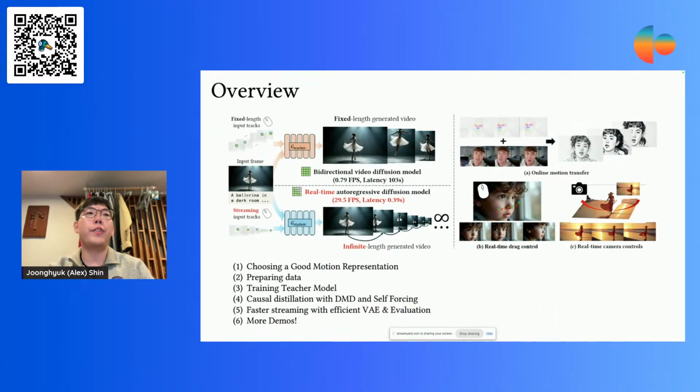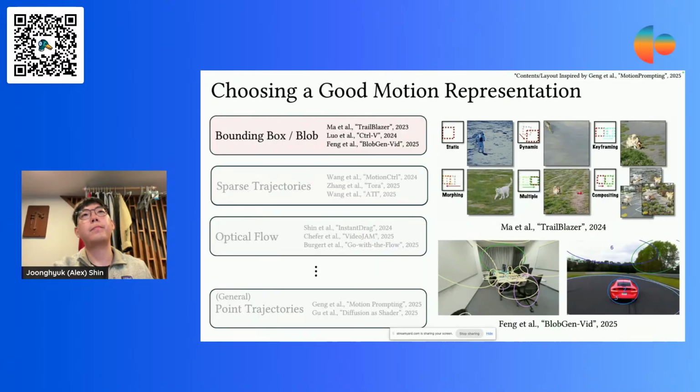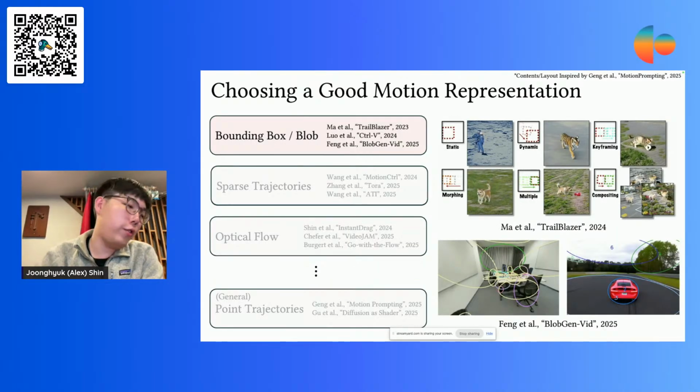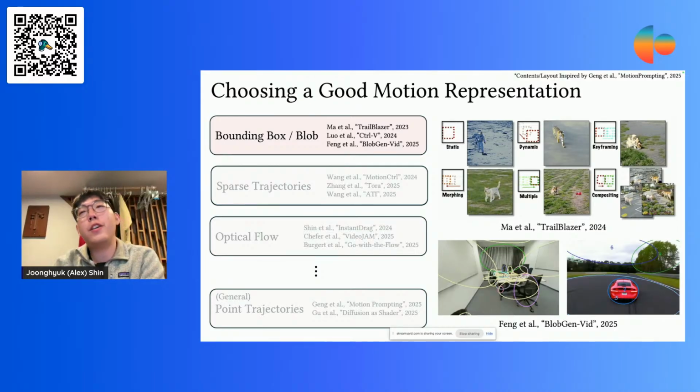So here's the overview. We'll first talk about how to choose a good motion representation, how to prepare data, how we train the teacher model, and how we distill it to make it real time and causal. How we made it even faster with an efficient VAE decoder, and some evaluation, more demos, and I will talk about the questions and future directions. And first, let's move on to how to choose a good motion representation.